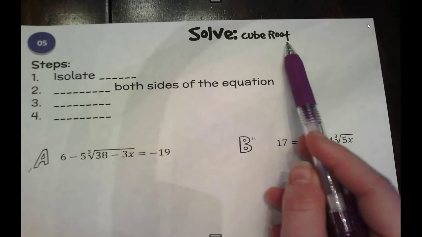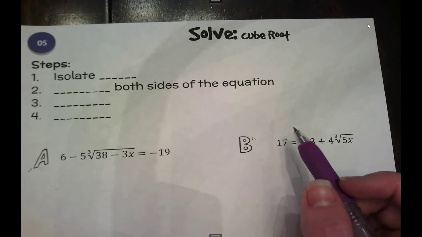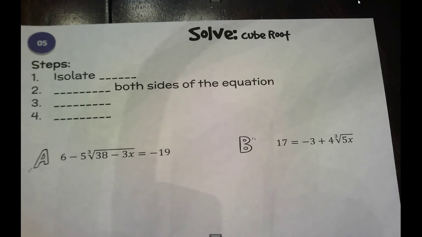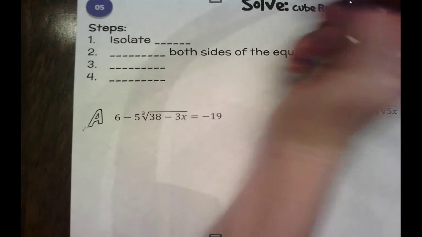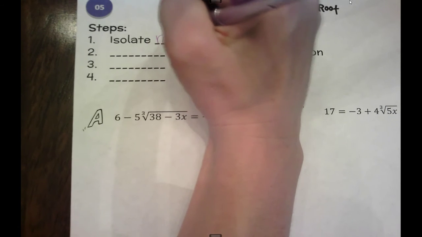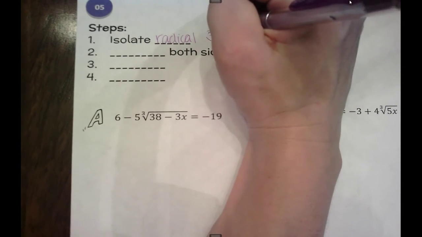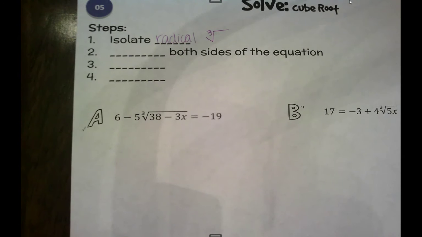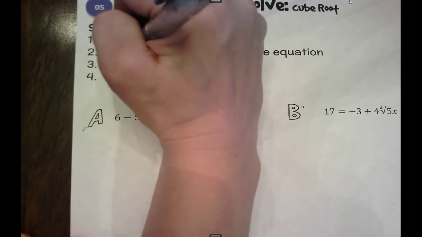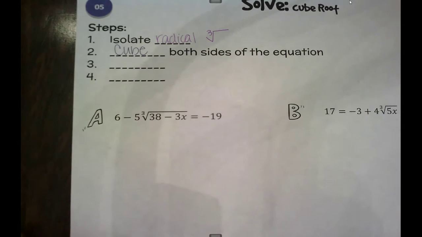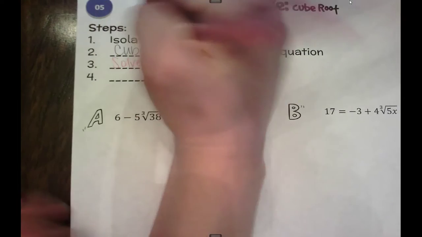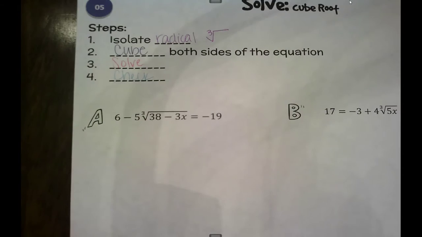Solving our cube root problems. So similar steps, just like solving our square root problems, we're going to isolate our radical. Remember, this time our radical is going to have a little 3, talking about cube. Cube means 3. And then we're going to cube both sides. We're going to solve, and then finally, you should check your answer.